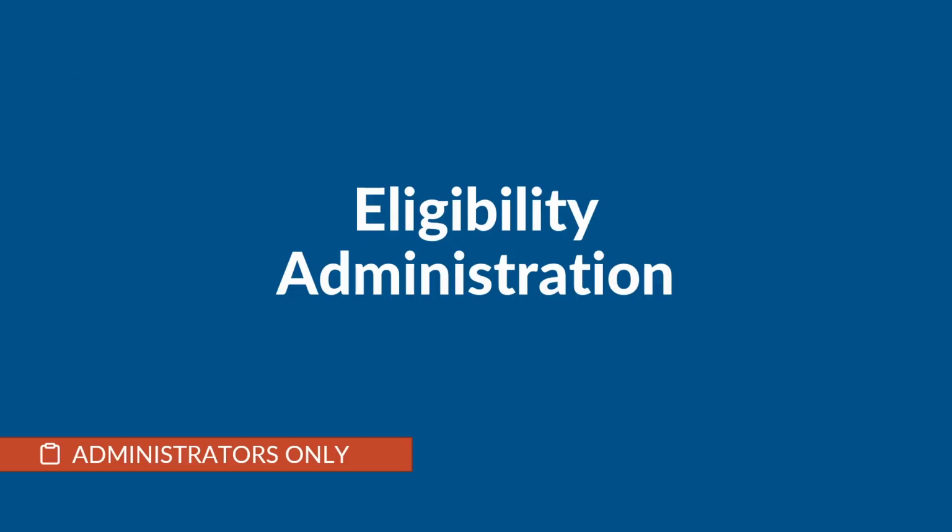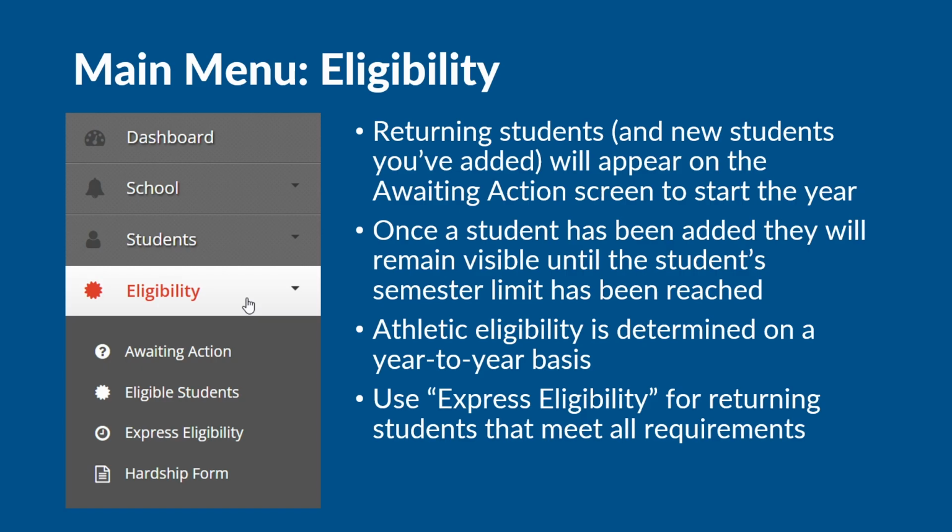Next up is eligibility. Again, these are features available to school administrators only. Coaches do not have access to this area. Under the eligibility menu, you'll see options for students awaiting action, the eligible students list, the express eligibility tool, and a link to the hardship form if you need it. We'll look at each one individually.